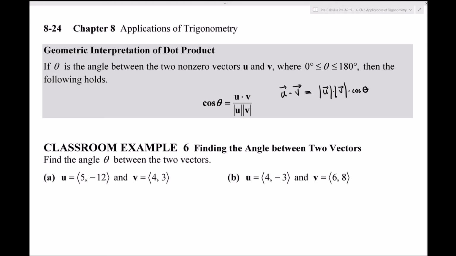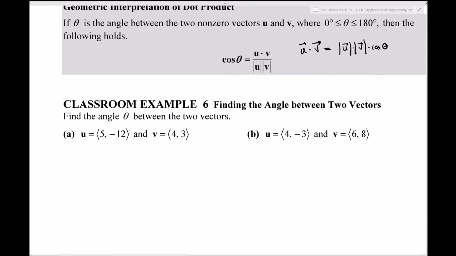So how is that useful? In this course, the major use that we're going to make of that is finding the angle between two vectors. They're going to give you two vectors. What's the angle between them? In letter A, we have 5, -12, and 4, 3. What's the angle between those two vectors? Well, instead of drawing them and making a triangle and then using the law of cosines to find an angle and then the law of sines to find the actual angle that we want, we could just use the dot product.